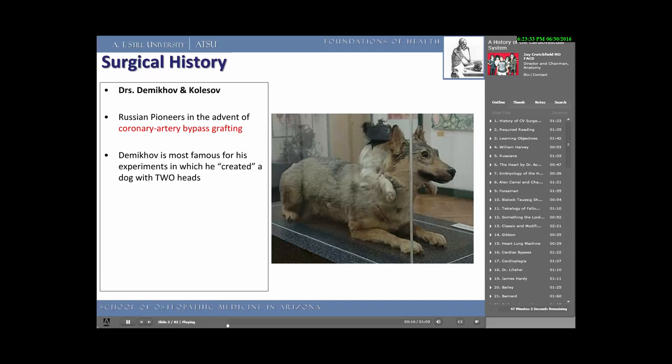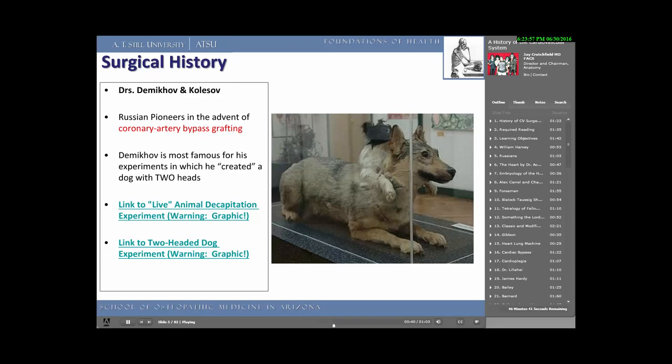Demikhov, who was one of those Russian surgeons, is most famous for the experiment in which he created dogs with two heads. There's a couple of links that I've put here on this slide to YouTube which shows these two-headed dogs. And it's a little macabre, and I warn you, it's a bit graphic, but it's like watching a car wreck. You sort of have to slow down to look at the damage.